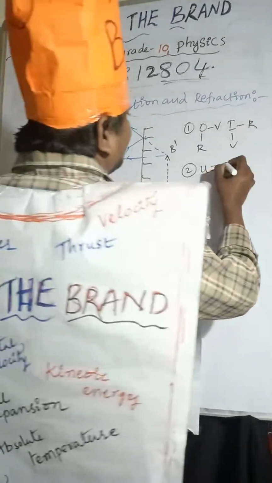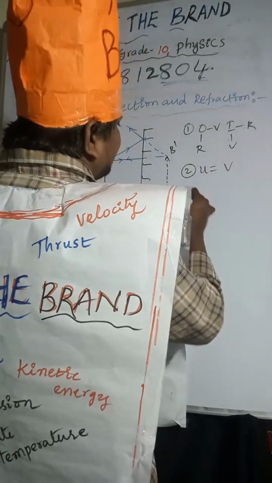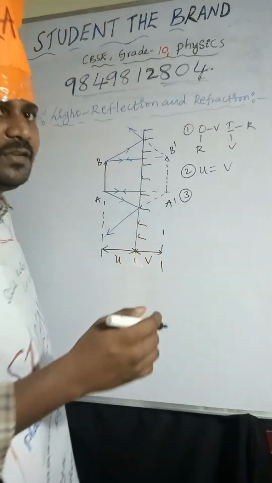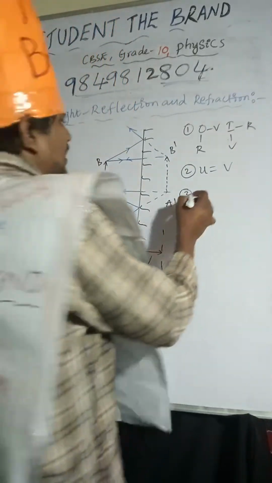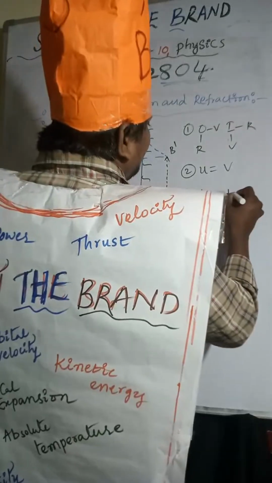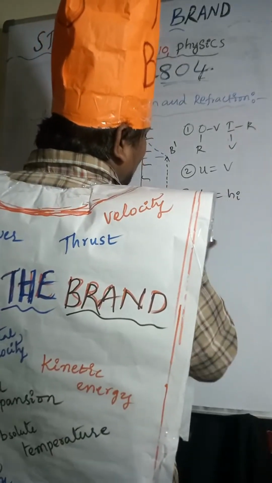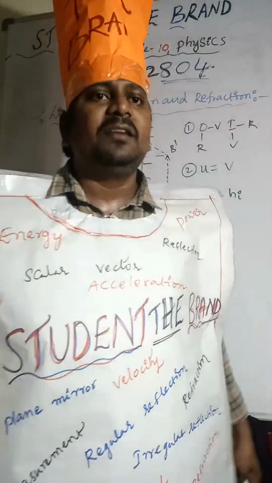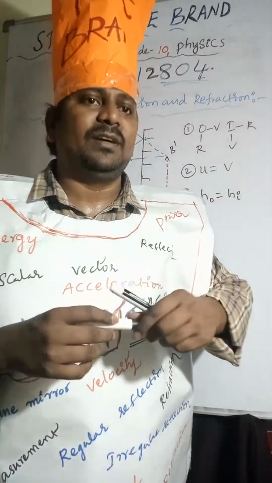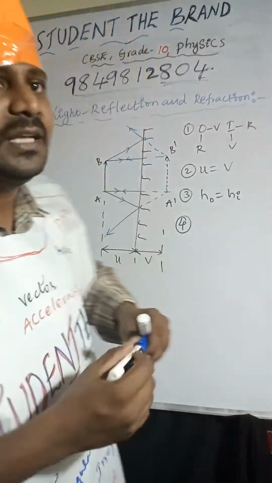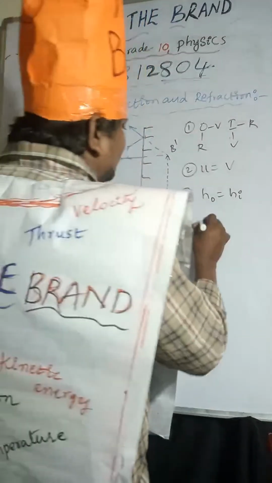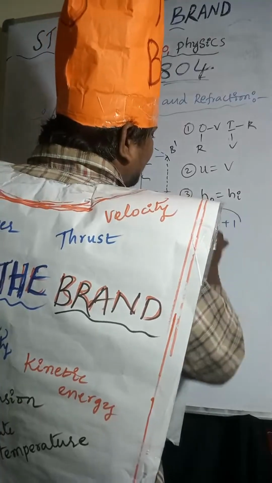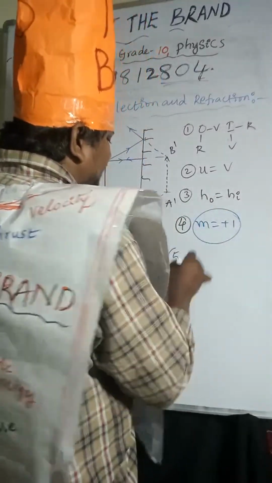Object distance is equal to image distance, and also the height of the object is equal to the height of the image. Also, the magnification of the plane mirror is +1. So m equals +1. The magnification of the plane mirror is +1.